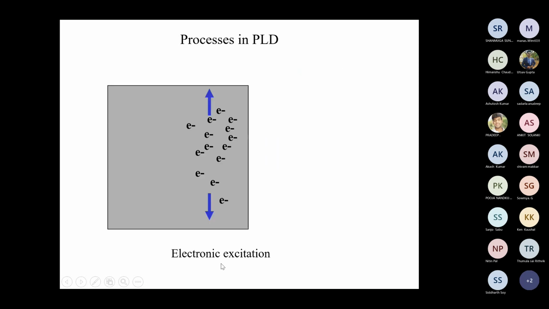Second, you can see electronic excitation. Whatever electronic excitation is generated through the interaction will dissipate. In the case of a metal it will transfer fast, which is why the relaxation time will be fast. But in the case of a dielectric or semiconductor, it will be a slow process.